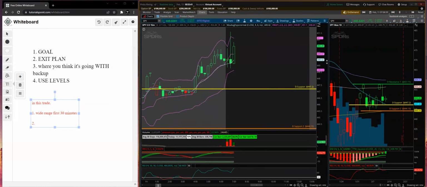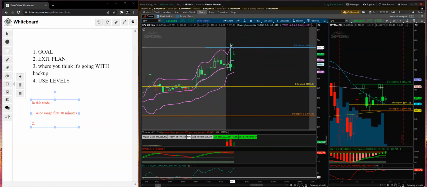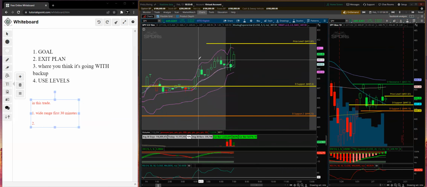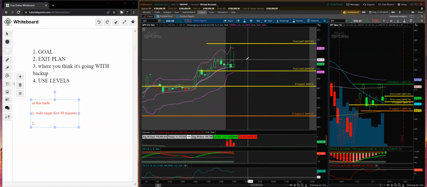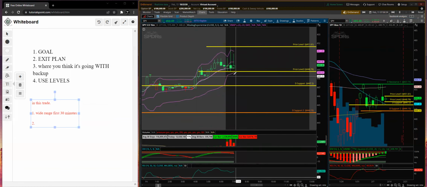Now we do have a range right here. First 30 minutes of the market just happened right here. So we have a big range right here. Very important to have a range. Why? Because this will give us the direction of the day.